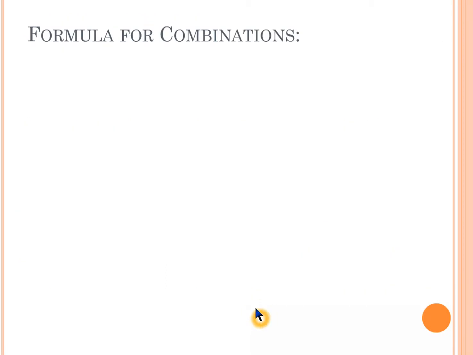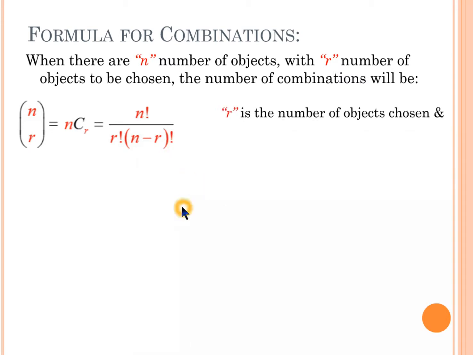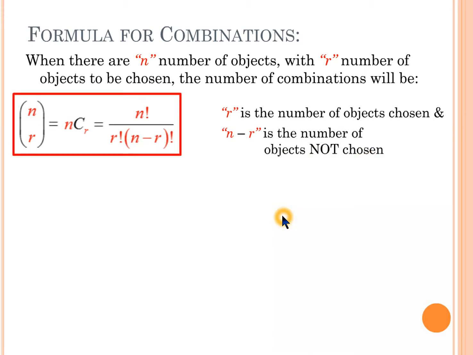All right, now there is a formula for combinations. So when there are n number of objects with r number of objects to be chosen, the number of combinations will be n choose r. So sometimes we'll see it like this, or a lot of times in the textbooks you will see n choose r, and that's going to be n factorial divided by r factorial times n minus r factorial. So r is the number of objects chosen, and n minus r, which is this guy right here, that will represent the number of objects not chosen. All right, so there's my formula right there.